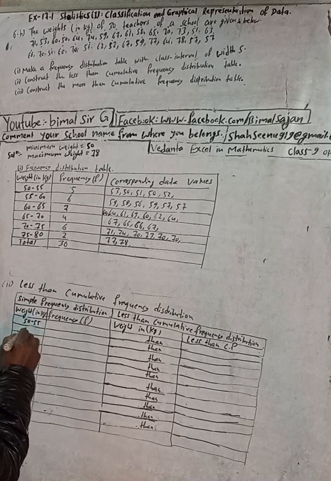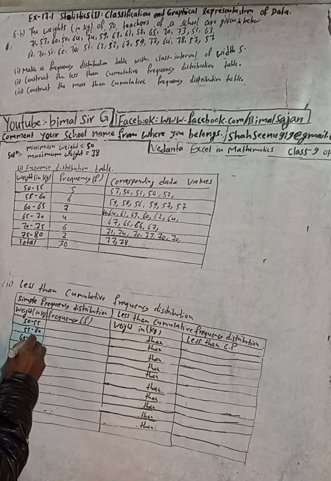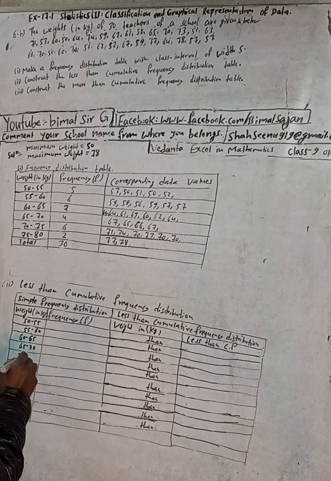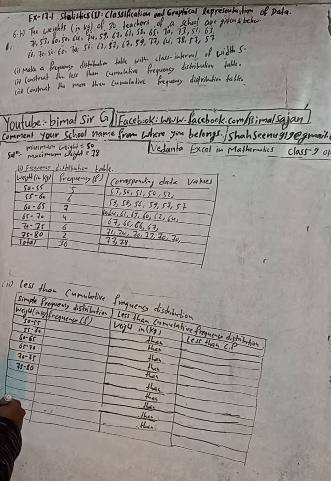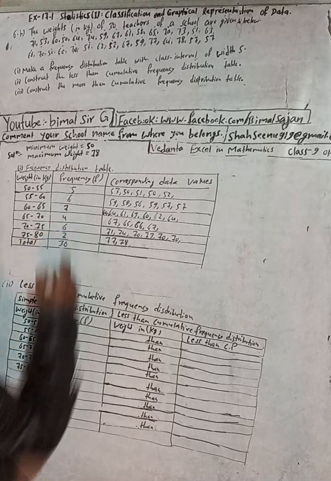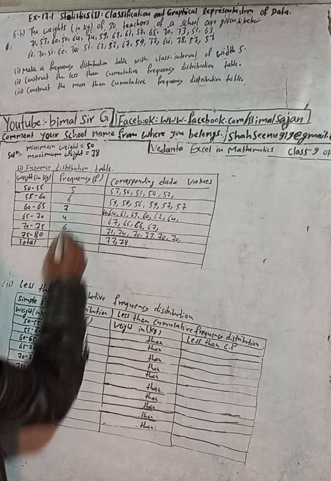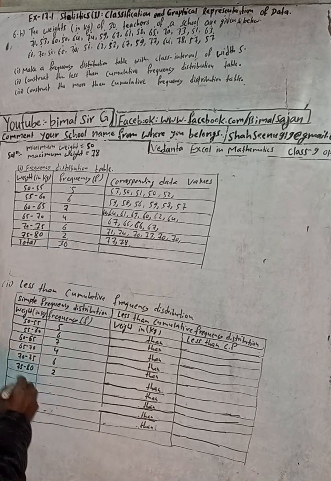50 to 55, 55 to 60, 60 to 65, 65 to 70, 70 to 75, and then 75 to 80. So for 75 to 80, how much is the frequency here? I will write here: 5, 6, 7, 5, 6, 7, 4, 6, 4, 6, and then this 2. Okay, and then I will write here total.